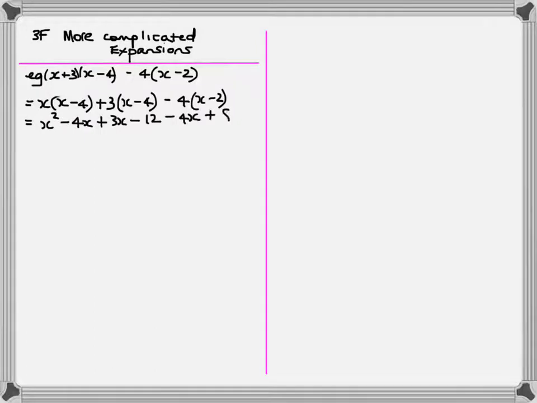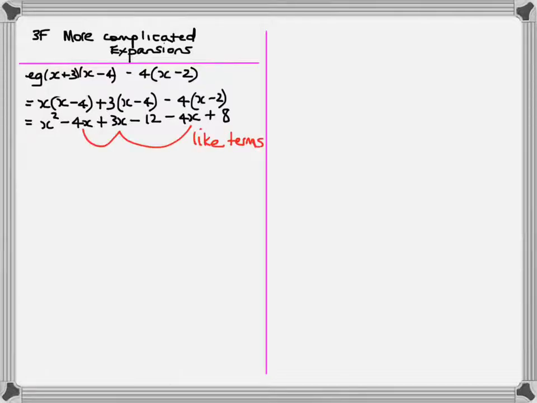That's x squared minus 4x from the first term plus 3x minus 12 from the second term, and what I've done there is I've expanded that third bracketed term, and that gets us minus 4x plus 8, because a negative times a negative gives a positive. Okay, now we have to just group our like terms together and see what we've got.